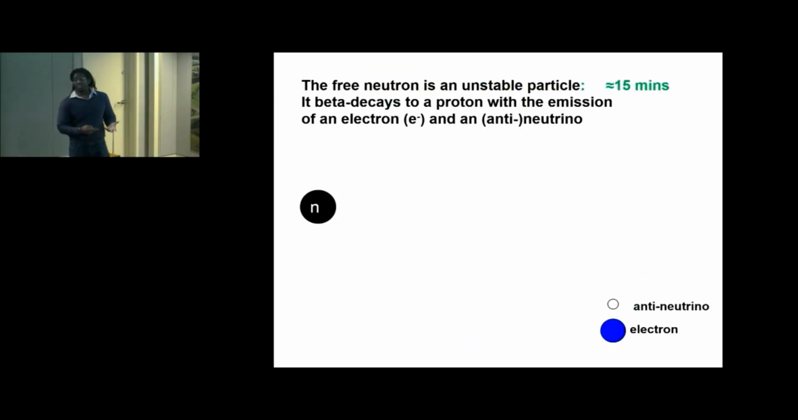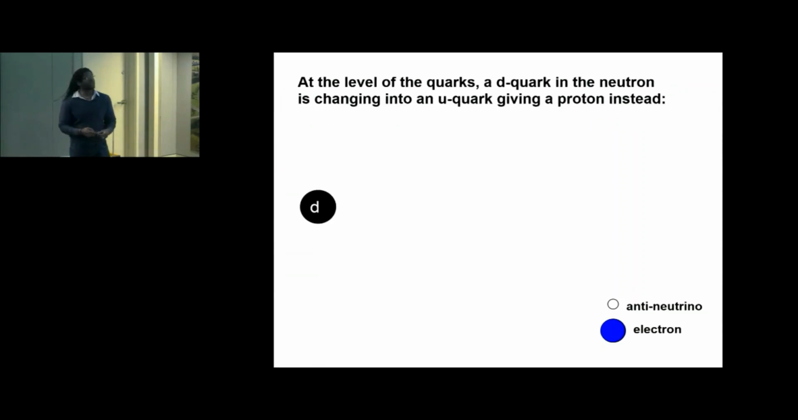As I mentioned, it's a weak process. I'm talking about all these other decays which happen in 10 to the minus 10 seconds, well, even less. Whereas the neutron can last for 15 minutes because it decays by the weak process. So a neutron suddenly disappears and turns into a proton, electron, and an antineutrino. But really, from a quark perspective, a d quark within the neutron decays to an up quark, and emits an electron and an antineutrino.